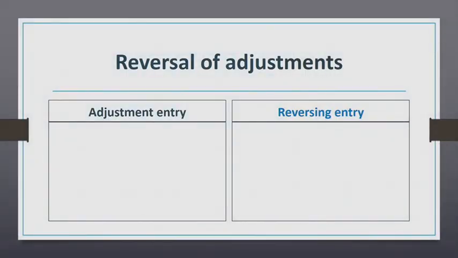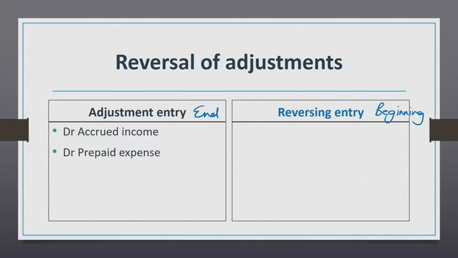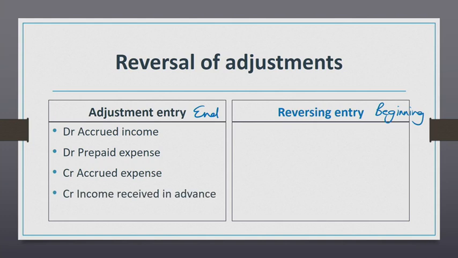Then there's something else, reversal of adjustments. Now the adjustments are done at the end of the financial year, while the reversing of the entry will be done in the beginning of the next financial year. We debit accrued income, we debit prepaid expenses. Why? Because they are current assets. We credit accrued expense and we credit income received in advance. Why? Because they are current liabilities. That is at the end of the year. That is to take out and to add.